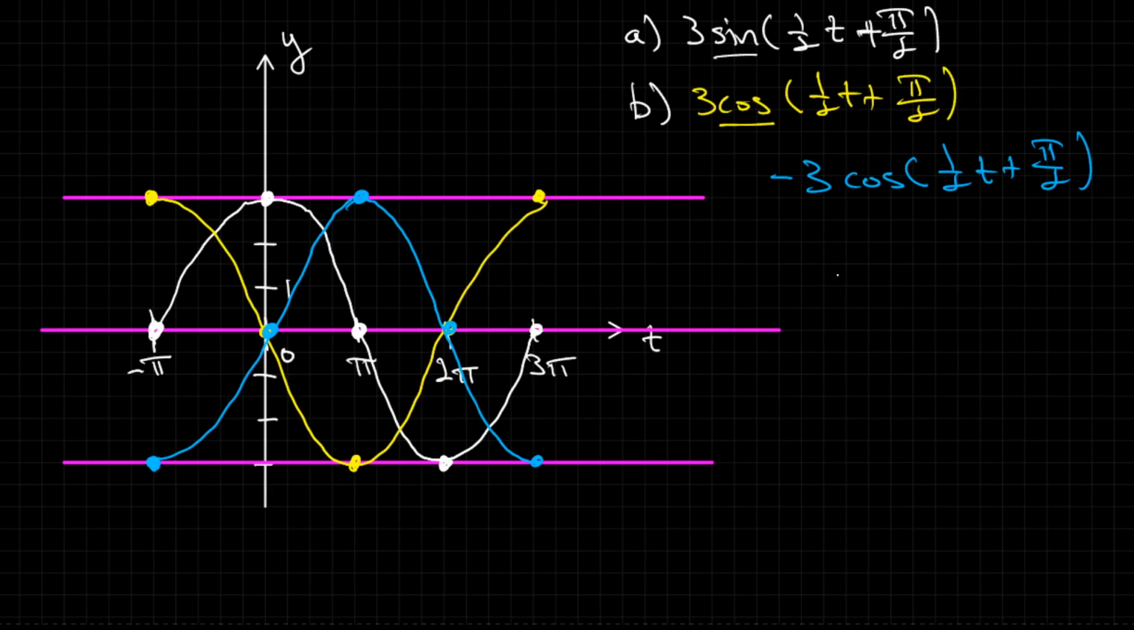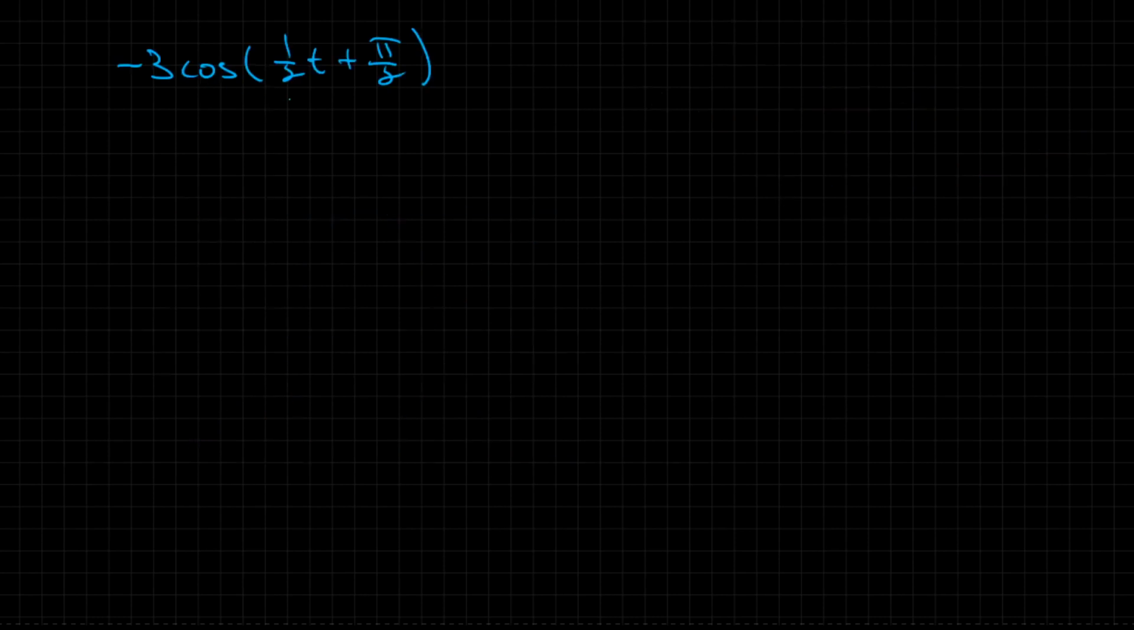Before we go on to the next example, I want to introduce some terminologies that are used specifically for the trigonometric functions that are transformations of sine of t and cosine of t. Specifically, let's work with this one here. So minus 3 cosine 1/2 t plus pi over 2.